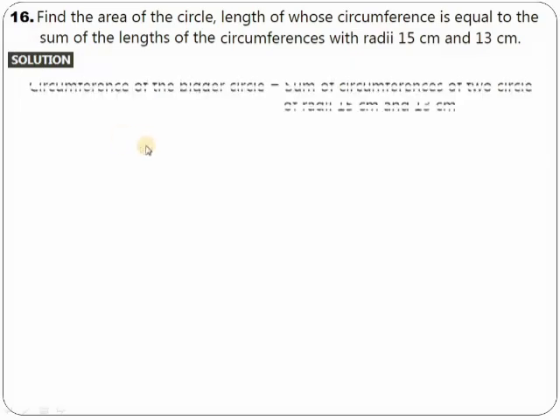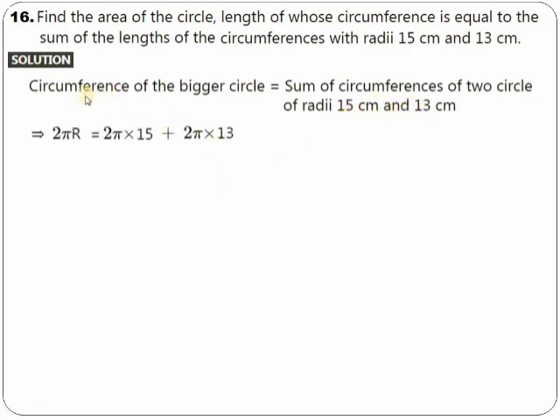So the circumference of the biggest circle is equal to the circumferences of the two circles of radii 15 centimeter and 13 centimeter. I told you, if I call the radius of the biggest circle capital R, then its circumference will be 2 pi capital R, equal to 2 pi into 15, the circumference of the first circle, plus 2 pi into 13, the circumference of the next. So I have added the circumferences here.